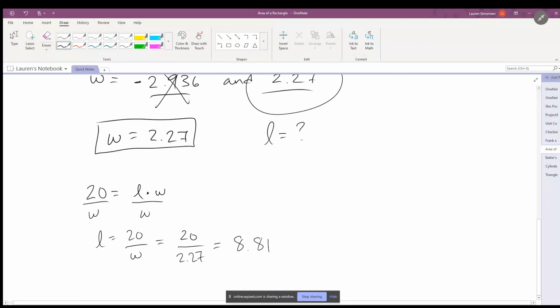That is equal to our length. So there you go. You have your width is 2.27. Your length is 8.81. Don't forget the units of meters on both of those.